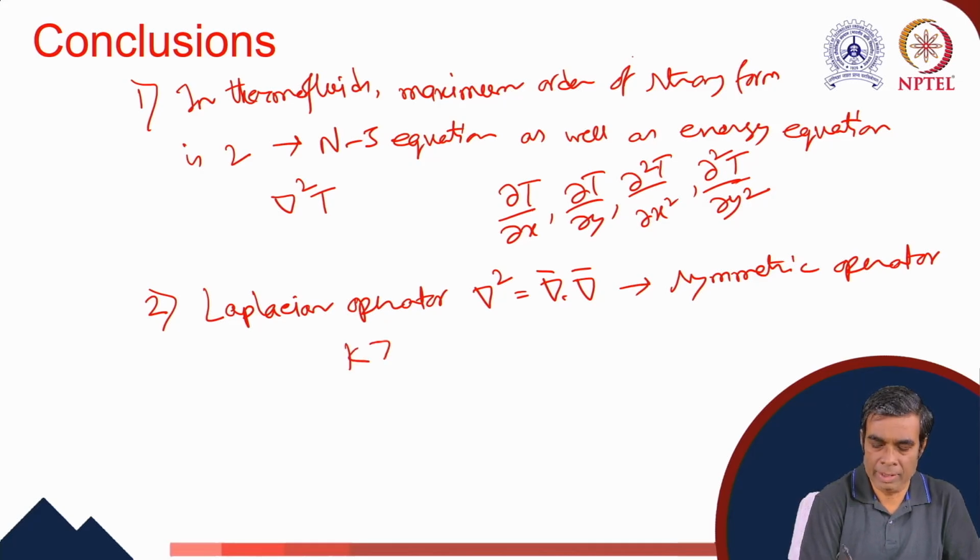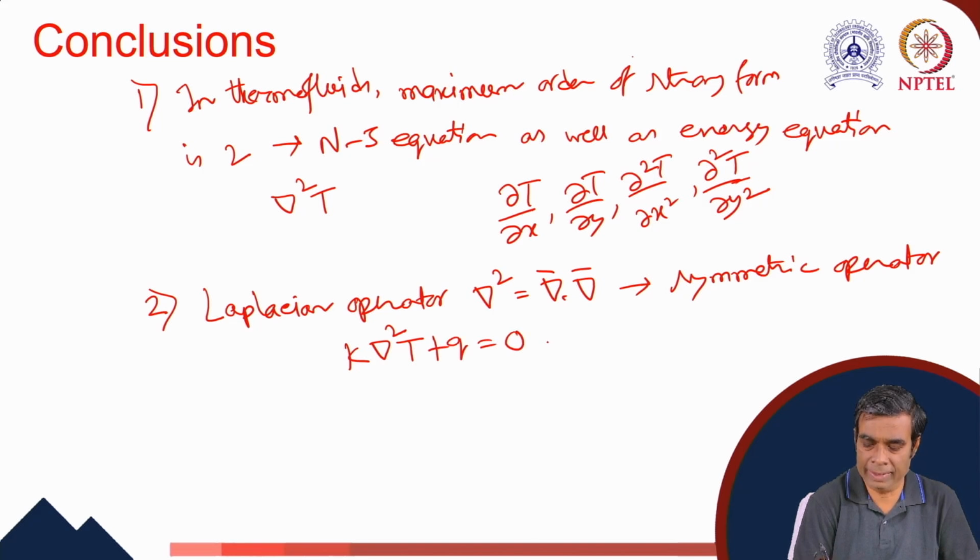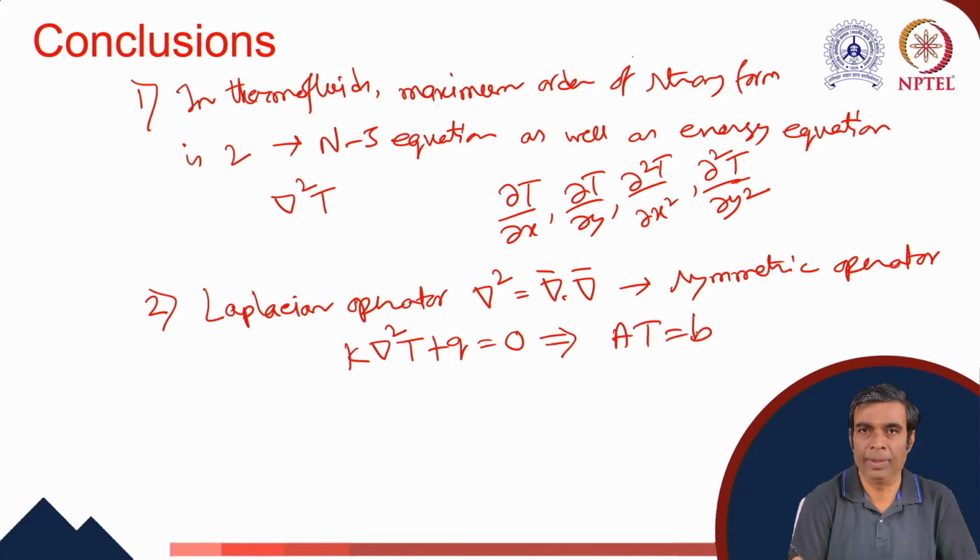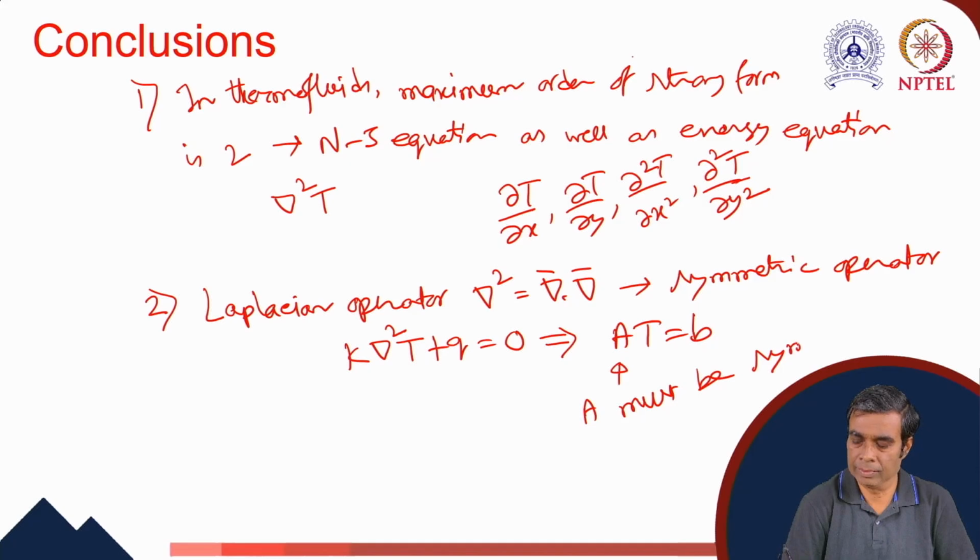For example, if we write the energy equation, the Poisson's form or the Laplace's form, then if we generate the matrix equation system AT equals B, blindly we can tell that capital A must be symmetric. And we have already discussed that capital A is also positive definite.